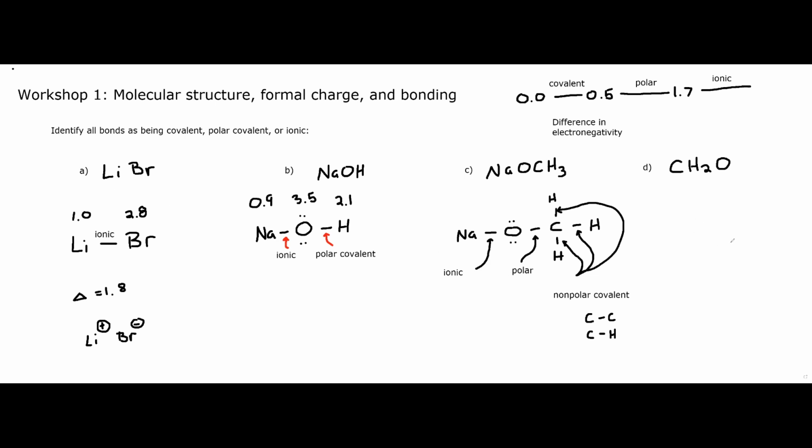Okay, our last one here is CH2O. We drew the structure on the last question, so I'll draw it one more time here. The CO bond is going to be polar. And then the CH bonds are both going to be nonpolar or just covalent. Okay. CO bond is polar. We should know that by now. And the CH bonds covalent or nonpolar covalent.